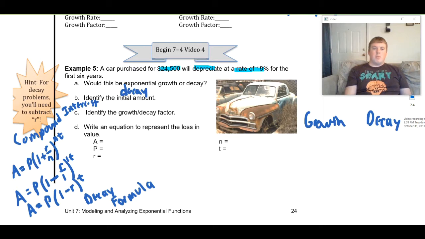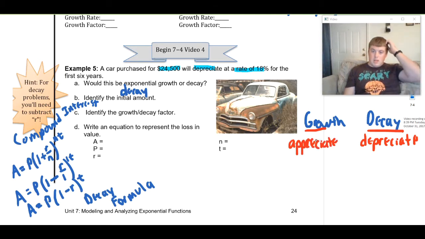I just want to take a moment to do a little short brainstorming list of some of the words that might help you tell whether something is growth or decay. Like I just said, if you see the word depreciate, that is going to be a decay problem. The opposite of depreciate is to appreciate, and that means to gain in value. That's going to be a growth problem. Another word that you might see for growth is increases, and the opposite, for decay, would be decreases.